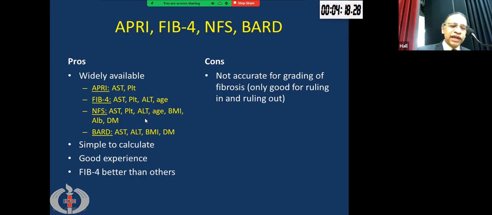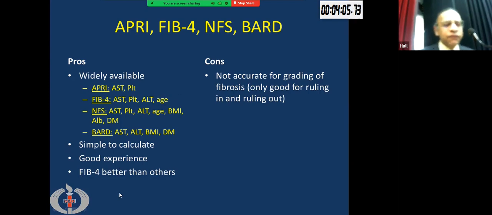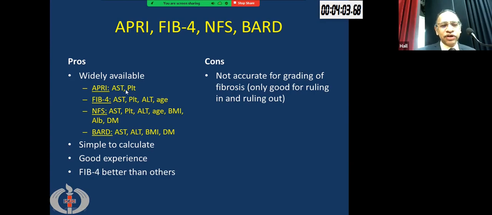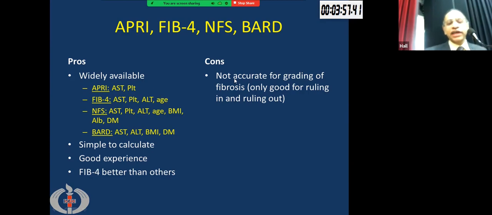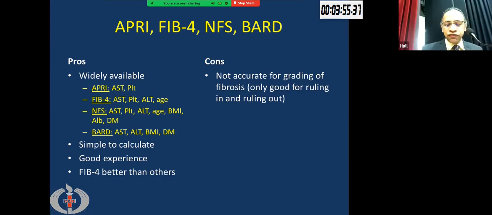I'm not giving you any formula because all of them can be easily calculated on your mobile phone using any of the apps like MedCalc. Simple to calculate. Now we have good experience with APRI and FIB4, and FIB4 is now considered much better because many studies have shown its superiority. But again, it is not accurate for grading of fibrosis. So it is only good for ruling out and ruling in.